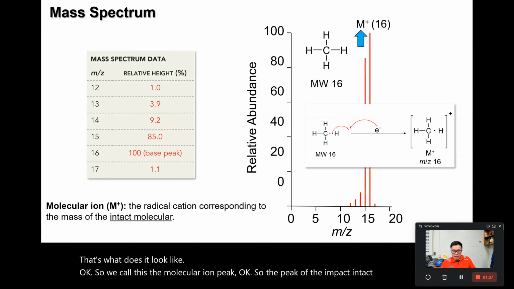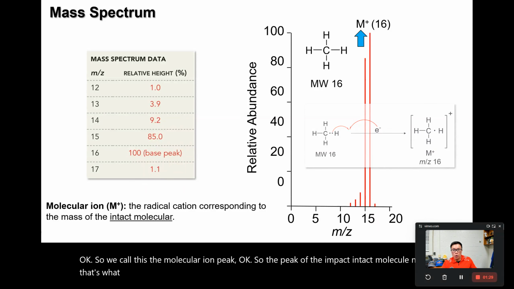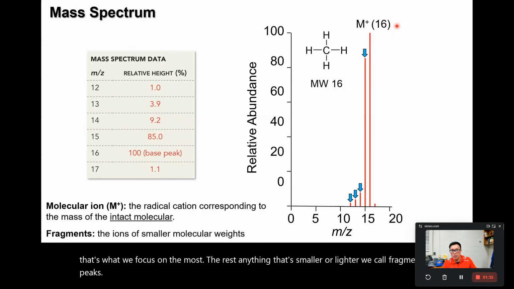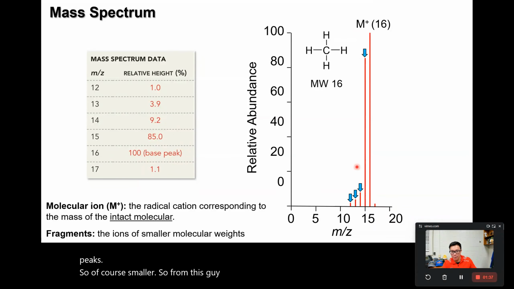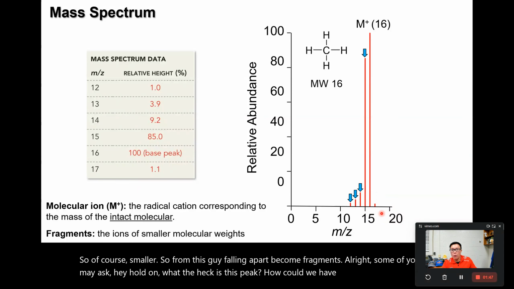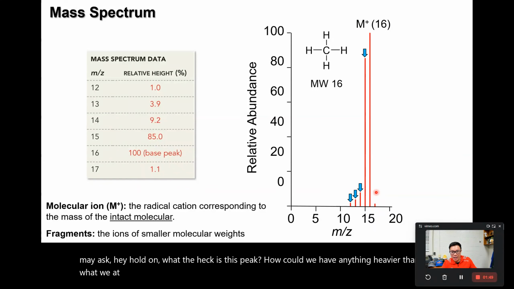Now, that's what we focus on the most. Anything that's smaller or lighter, we call fragment peaks. Of course smaller, because from this molecule falling apart, they become fragments. Some of you may ask, hold on, what the heck is this peak? How could we have anything heavier than what we add? We add this 16. How do we get heavier? Well, give me a few videos. I'll explain this peak to you.